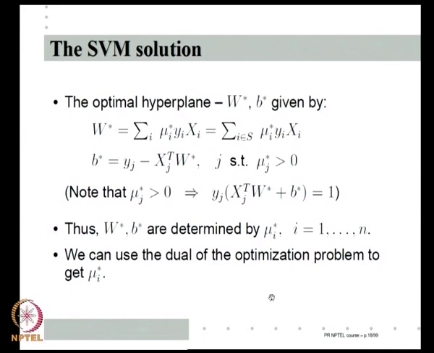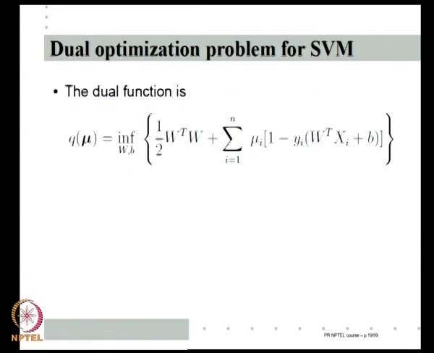And because I essentially want to get Lagrange multipliers, one way of solving this problem, one way of getting the optimal hyperplane is to find mu i star by solving the dual of the optimization problem. We saw in the last class how to find the dual. For the dual, we find the dual function which is the infimum of the Lagrangian and then maximize the dual function, right. So, what is the dual function for this problem?